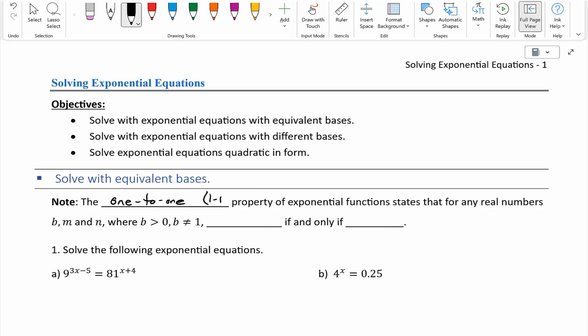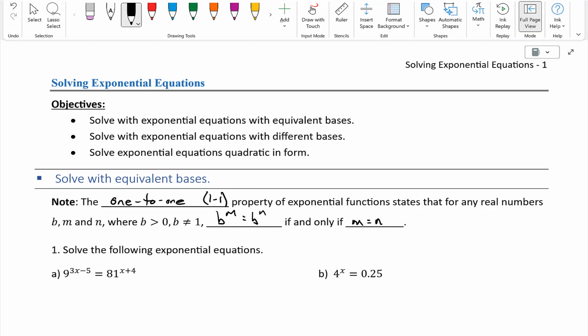You might remember a 1-1 notation for that. The property of exponential functions states that for any real numbers b, m, and n, where b is greater than 0 and b not equal to 1, we have that b to the m equals b to the n if and only if m equals n. The if and only if just means that it works in both directions. So if we have a number m equal to n, we can raise them to the same base, so b to the m would equal b to the n.